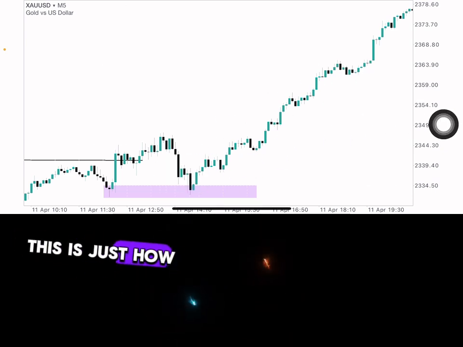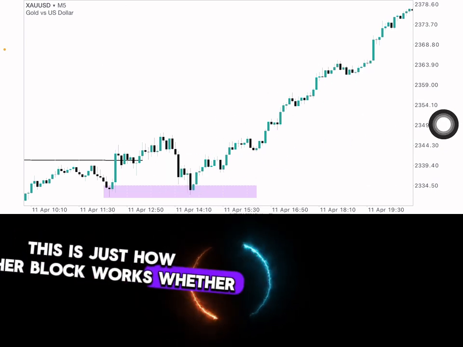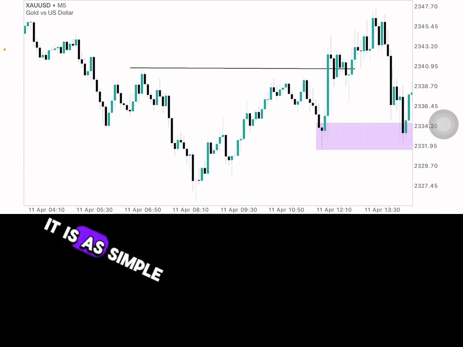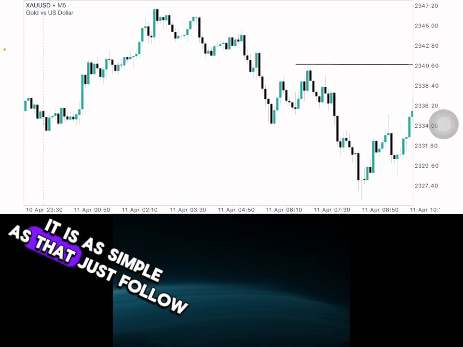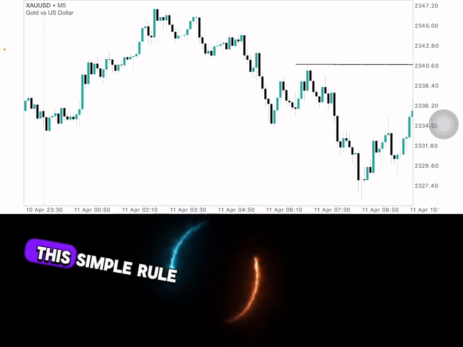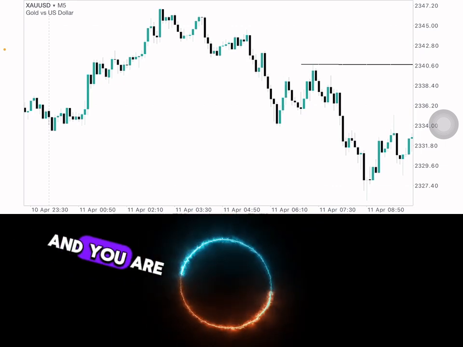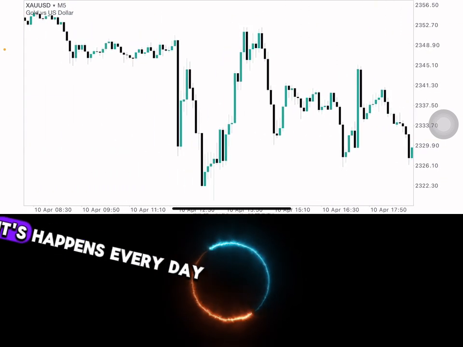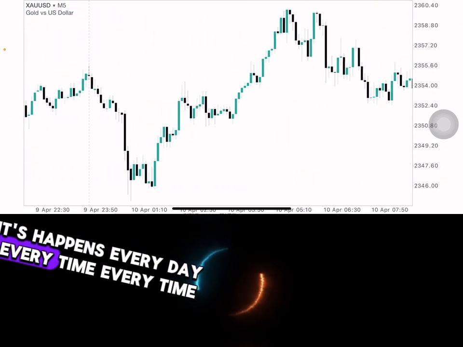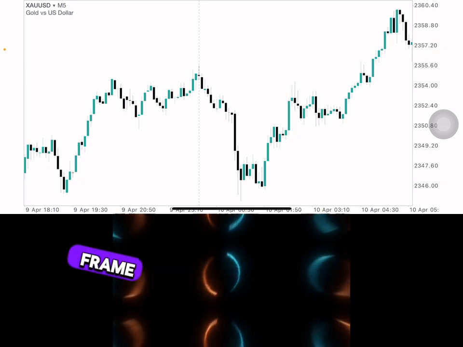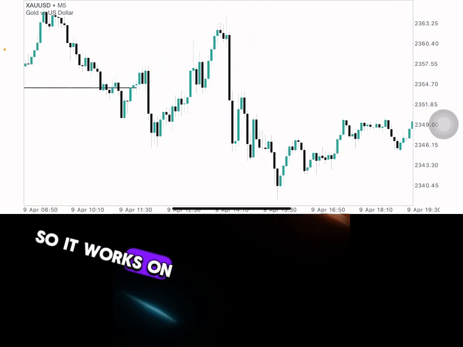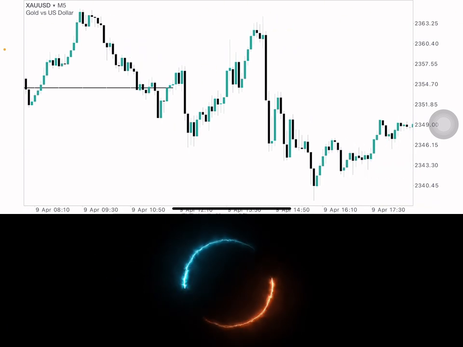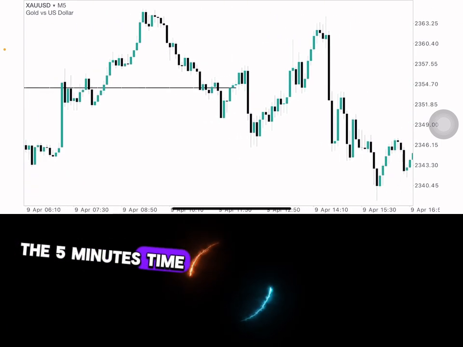So this is just how an order block works, whether bullish or bearish. It is as simple as that. Just follow this simple rule and you are going to be making a lot of money from the market. It happens every day, every time frame. So it works on all time frames. Basically, this is the 5 minute time frame.